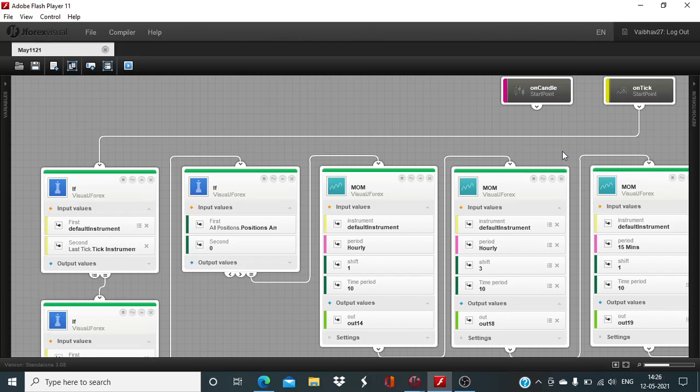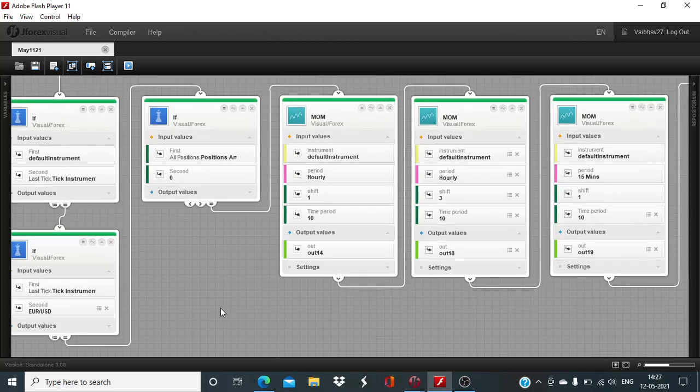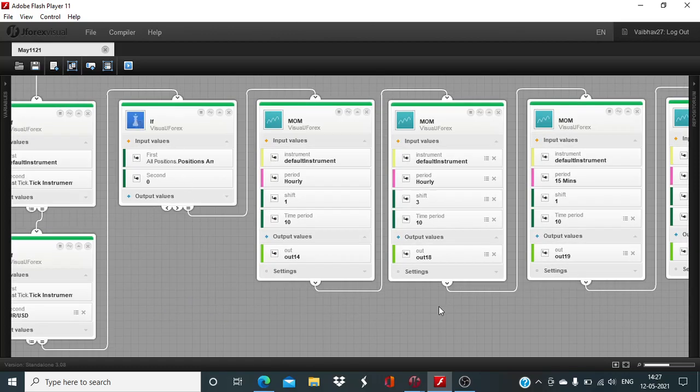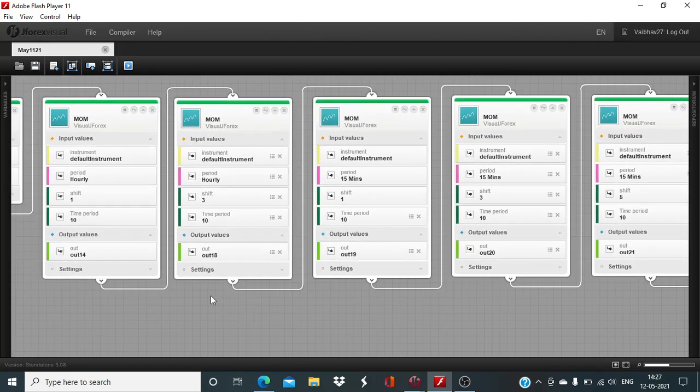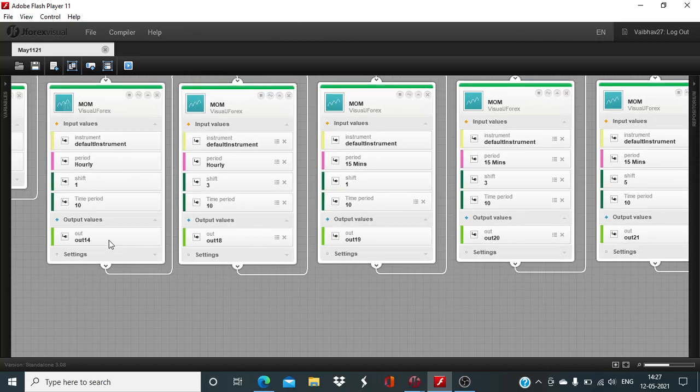This is the Visual JForex board developed by the Dukascopy Bank SA. In the last session, I had carried out the instrument subscription and then the position amount was defined as zero. These MOM blocks of varying time periods have been taken into consideration, and also the look back period is different for each of these.